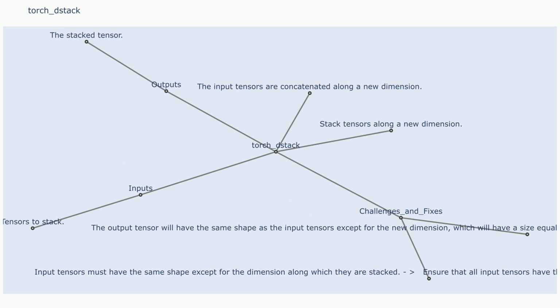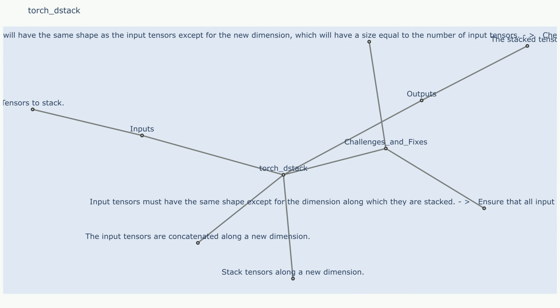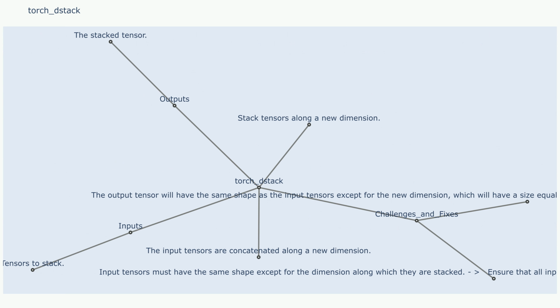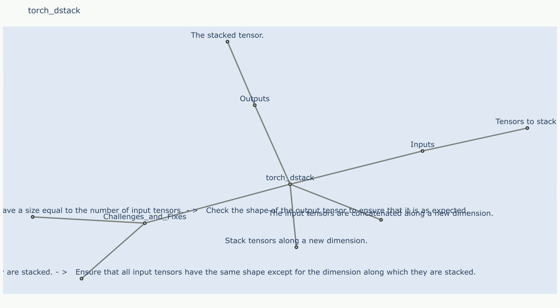Step 1. The input tensors are checked to make sure that their last dimension has the same size. Step 2. A new tensor is created with the same dimensions as the input tensors, but with one more dimension. Step 3. The input tensors are then stacked along the new dimension. Challenges and fixes. Challenge 1. The input tensors must have the same size in their last dimension.